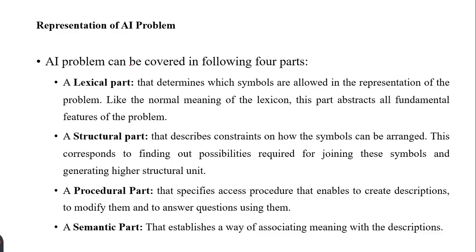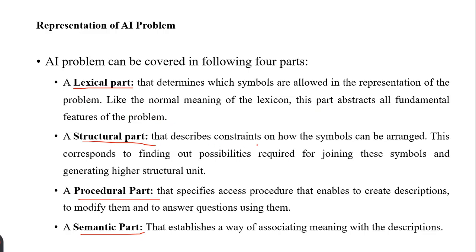The representation of an AI problem can be converted into the following four parts: the lexical part, structural part, procedural part, and systematic part. What is the lexical part? It determines which symbols are allowed in the representation of a problem. Like the normal meaning of lexicon, there is an abstract called fundamental features of the problem.